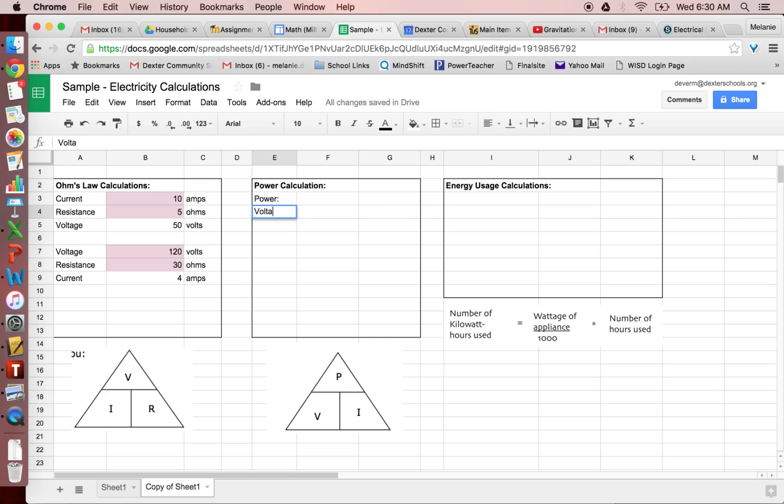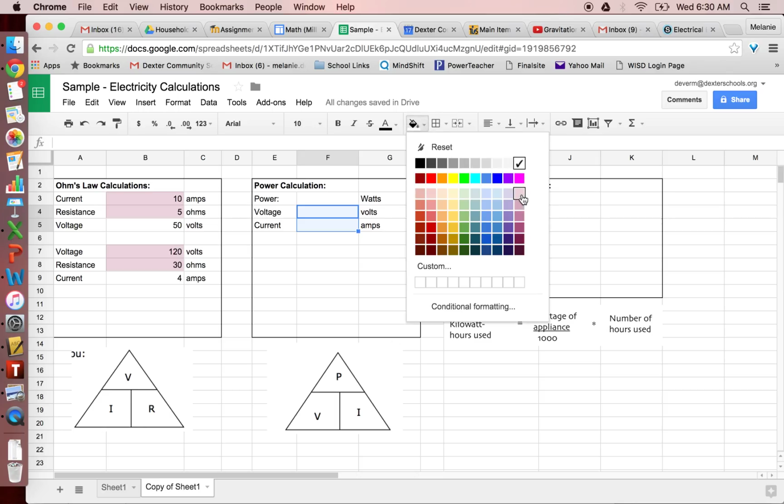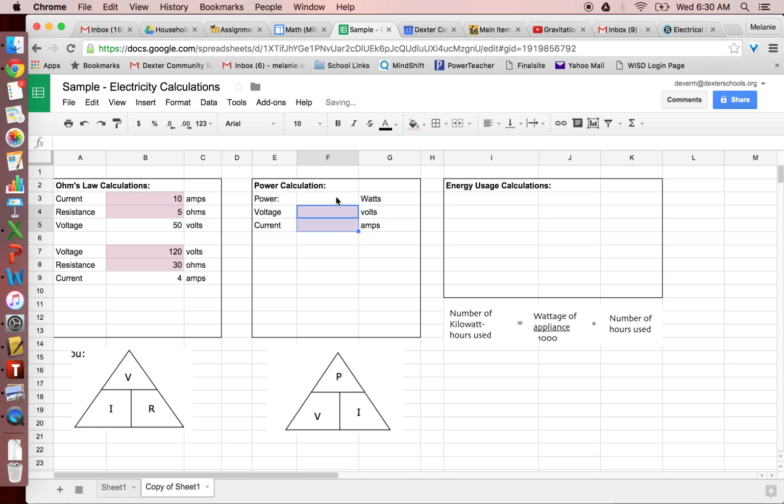So voltage and current. The units for power are watts. The units for voltage are volts, and the units for current are amps. In this formula, I'm going to have the voltage and the current be things that I plug in. Now notice in this one, I put the calculated quantity at the top and the two that I enter below.